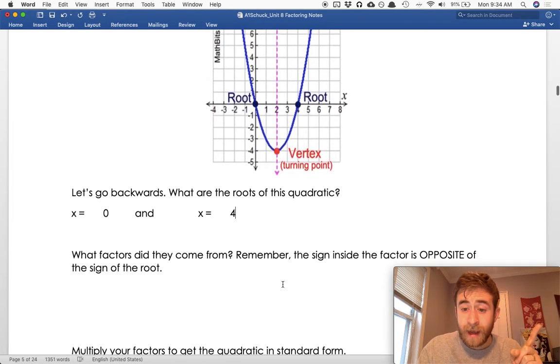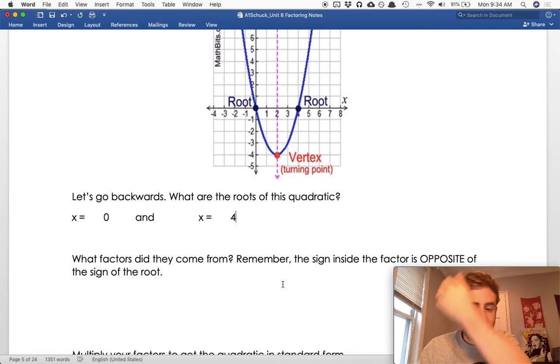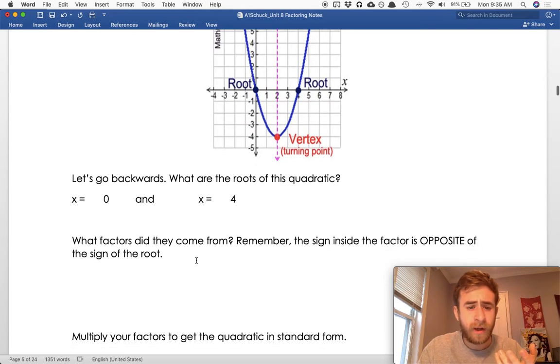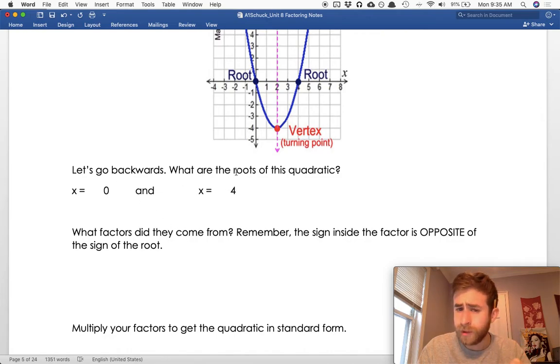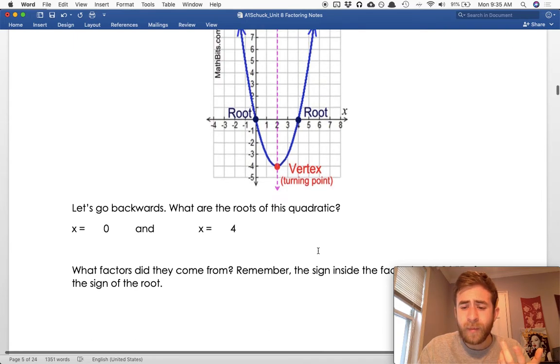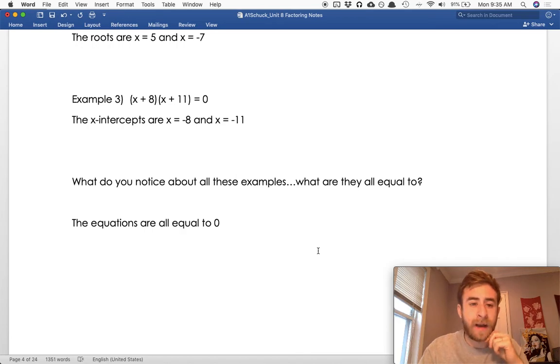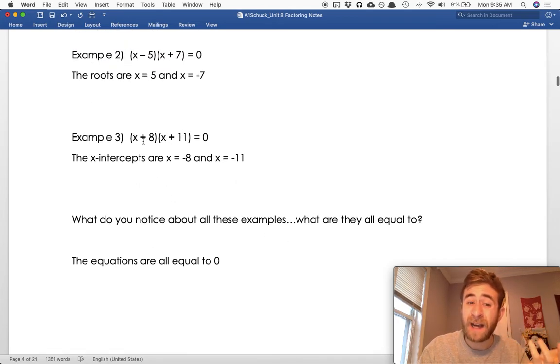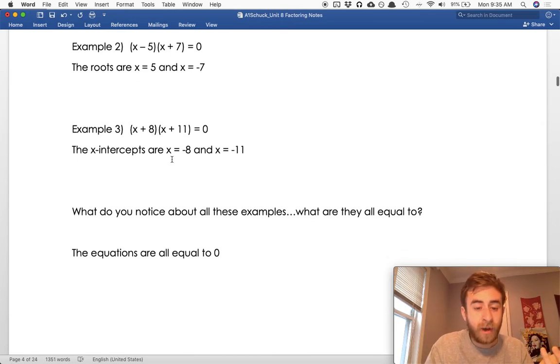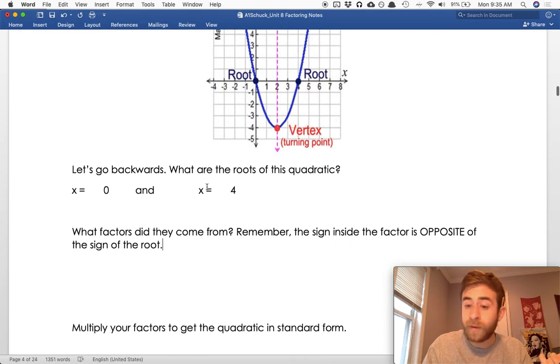Now, and this is another reason why knowledge of factoring is important, it says, all right, so here are my roots from the picture that's up over here, and it's asking what factors did they come from? And we can use what we learned from before to go backwards in the opposite direction, where I know if these are my factors, x plus 8, x plus 11, I know that the roots are x equals -8 and x equals -11. Well, if I know the roots, I can go backwards to get the factored form, right? So if I know that my roots are 0 and 4, well, we know that the sign in the factored form is the opposite of the sign of the roots.